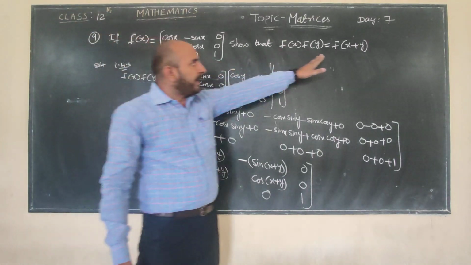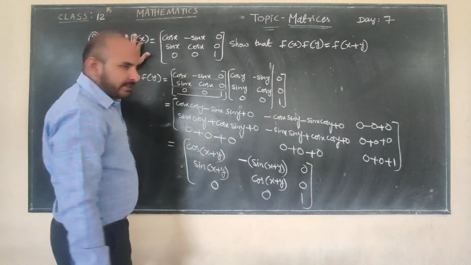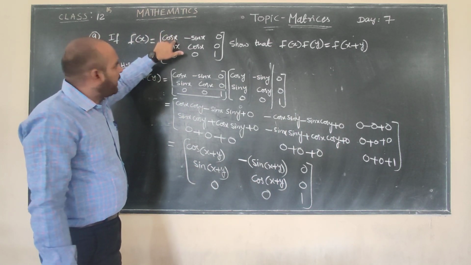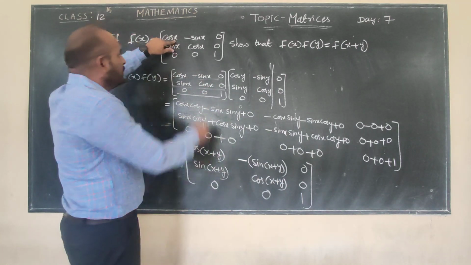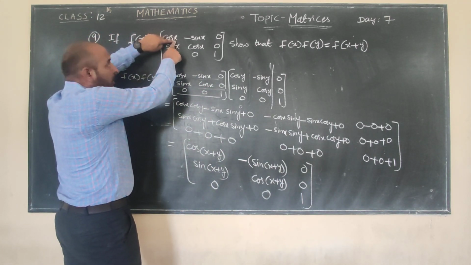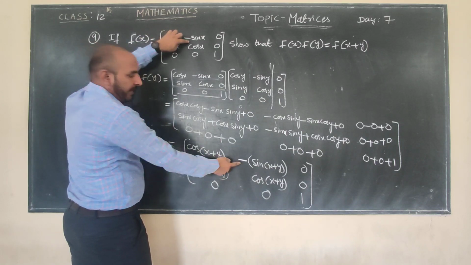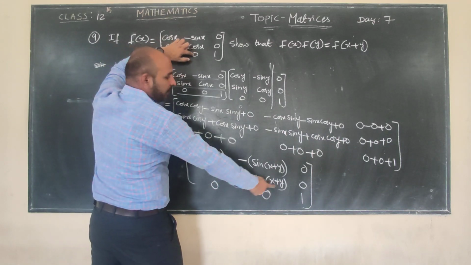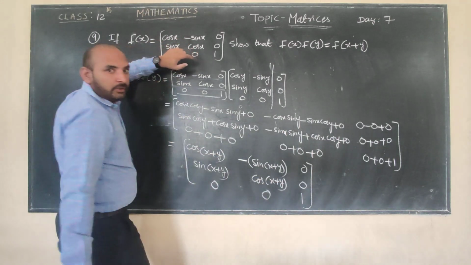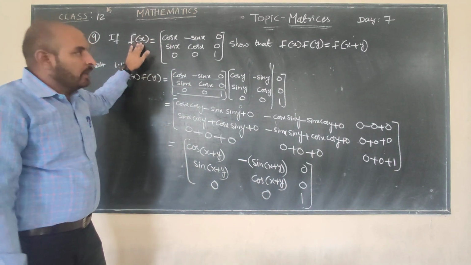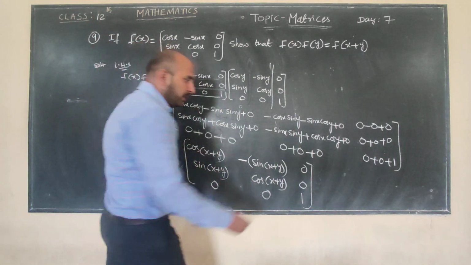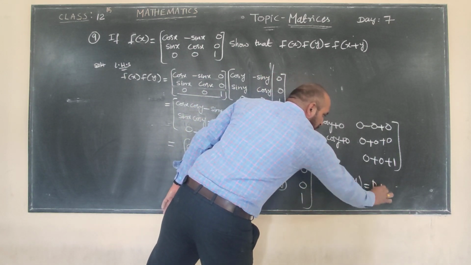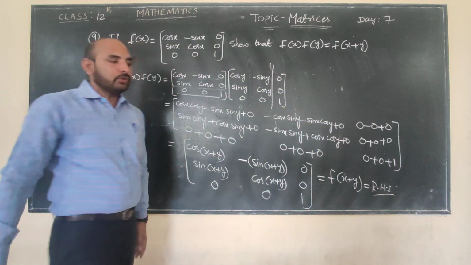Now observe what you have to prove: in the right hand side, f of x plus y. Instead of x, each and every element is substituted by x plus y. So cos of, instead of x, write x plus y. What is given: cos of x plus y, minus sin of x plus y, 0; sin of x plus y, cos of x plus y, 0; 0, 0 and 1. So what you observe is that instead of x, by taking x plus y, you get the result that becomes f of x plus y, which is equal to the RHS. LHS is equal to RHS.